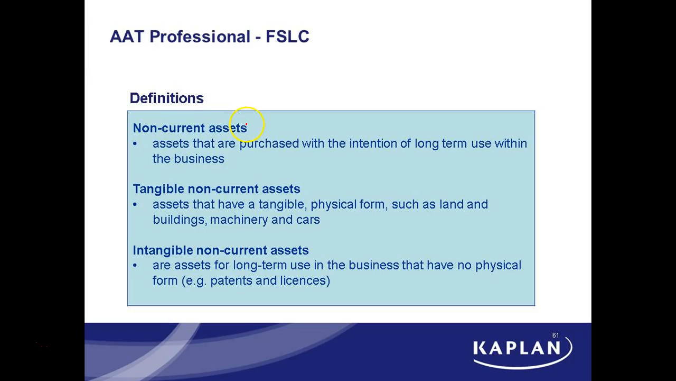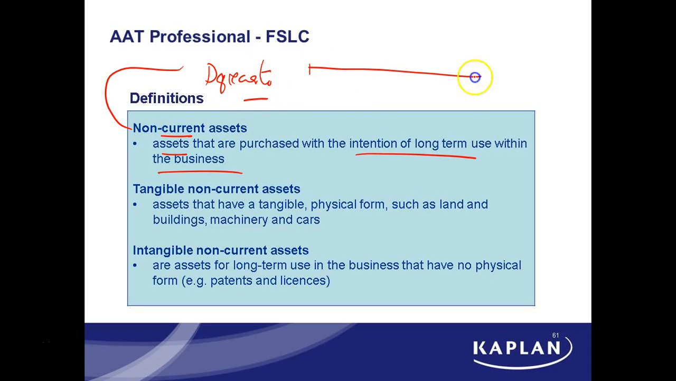So it defines clearly what non-current assets are. And here it says that assets are purchased with the intention of long-term use. So straight away we know that we depreciate because of the accruals concept, right? If you buy an asset to use over 10 years, the accruals concept wants you to recognize that you're pretty much using up this asset over 10 years.